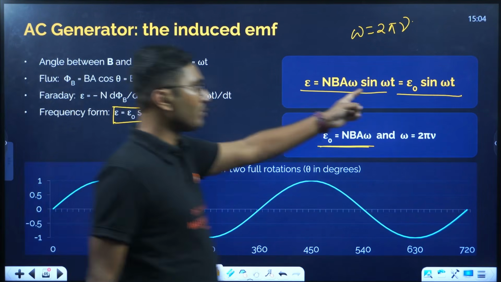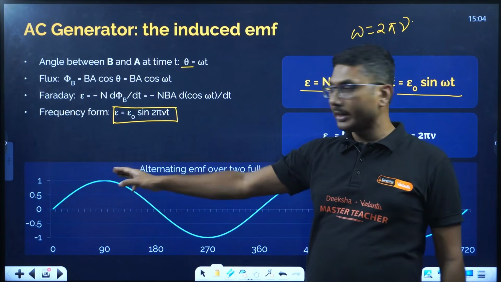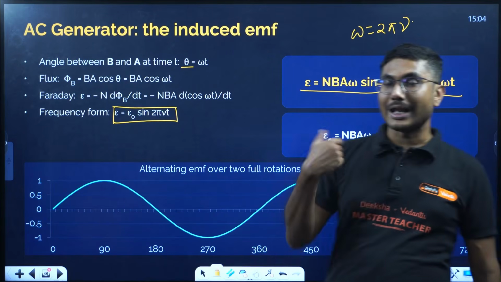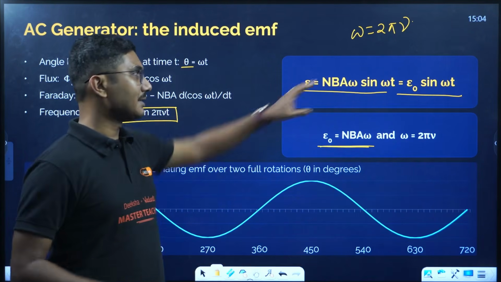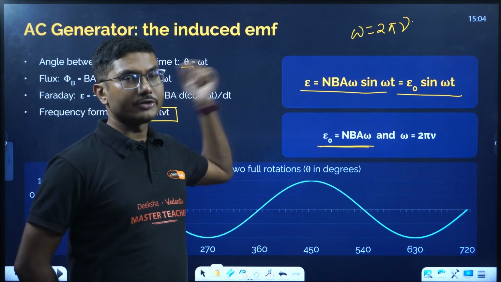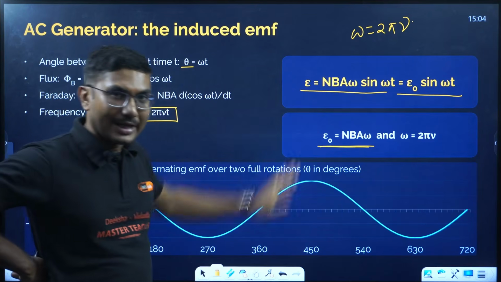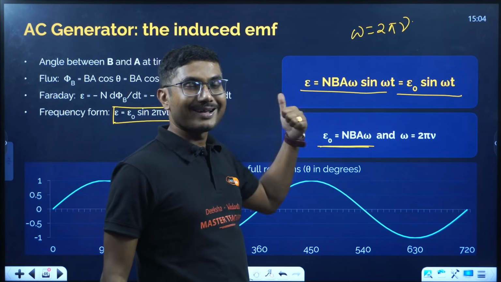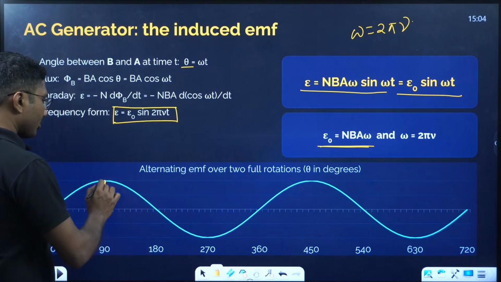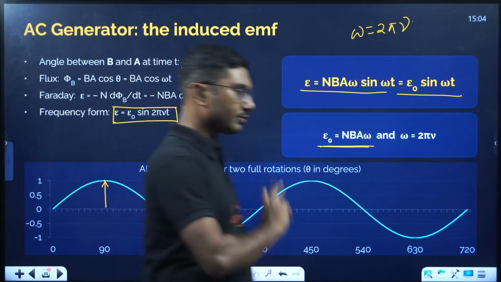Sin ωt starts from 0, goes to 90 and becomes 1, then at 180 it becomes 0, then at 270 it becomes -1, like that. As the value of sin ωt is changing, the value of ε is also changing. So the EMF is not fixed, it is varying with time. That's why it is called alternating current. At some time it is positive, at some time it is negative, switching between positive and negative.